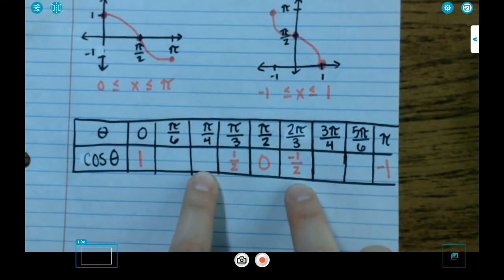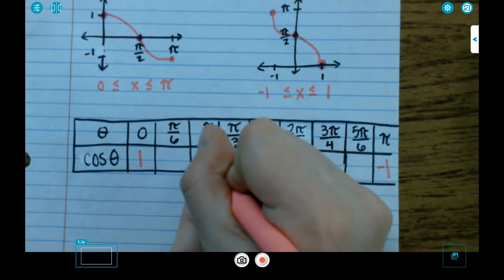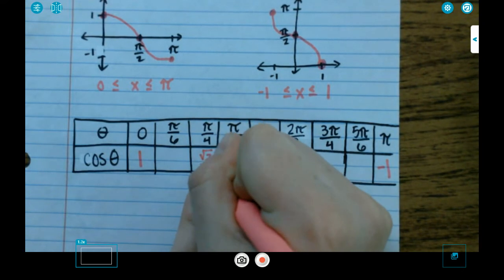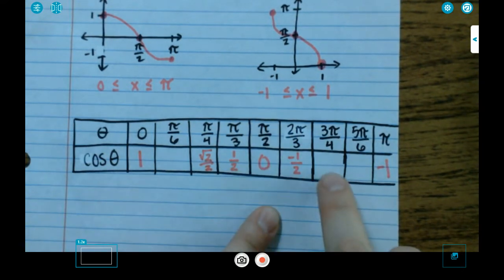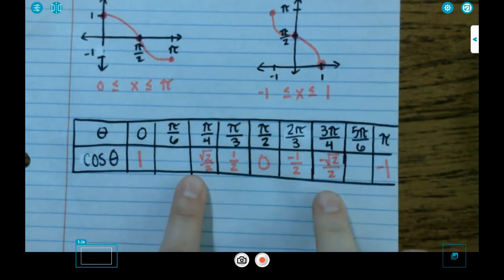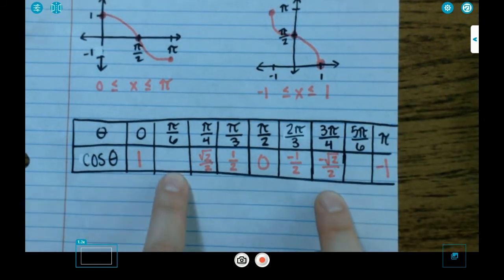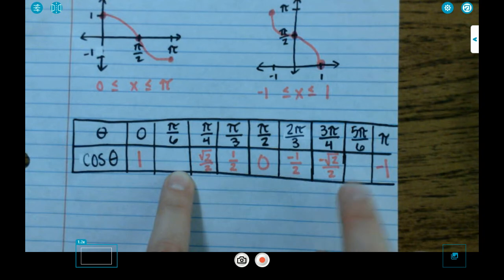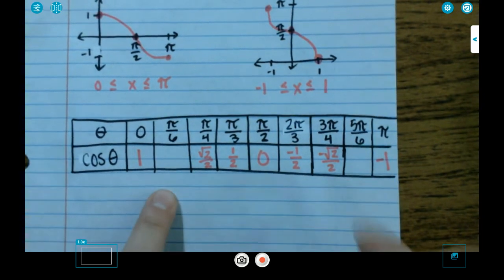Pi over 4 is rad 2 over 2. And 3 pi over 4 is negative rad 2 over 2. And then pi over 6 is rad 3 over 2, and 5 pi over 6 is negative rad 3 over 2.